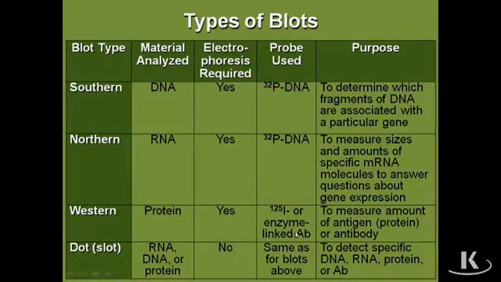The probe used is the same as above. You can use radioactive DNA. You could use radioactive or enzyme-linked antibodies. And it's going to detect whether the DNA, the RNA, the protein, or the antibody is there. It's just going to give you a yes-no answer. It's not necessarily as informational as the other blot types. Why? Because you're not separating things based on charge. You're not separating the bands based on their size. So it's going to give you a quick and dirty yes or no answer.